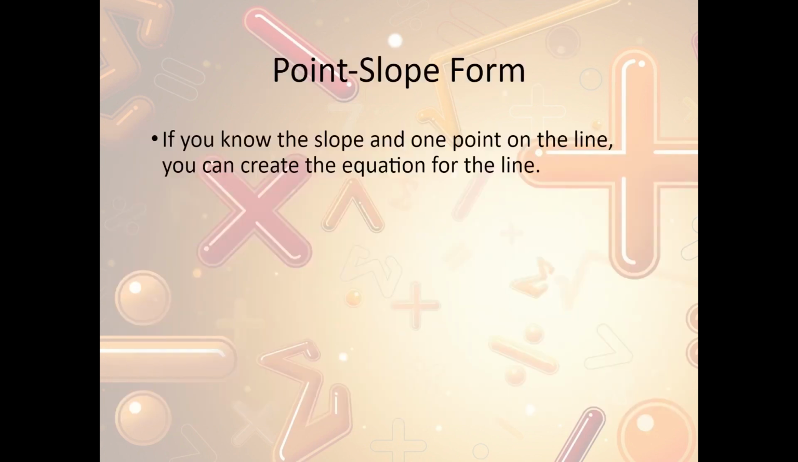Now what is point-slope form? We use point-slope form if we know the slope and 1 point on the line. We can still create the equation for the line even though we don't have the y-intercept. And here's how we do it. We know that the equation is y equals mx plus b, and we plug in the slope for m. So whatever slope is given to us, we plug that in for m.